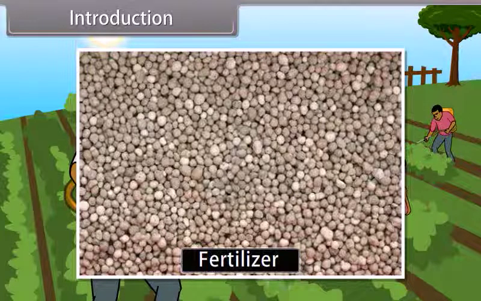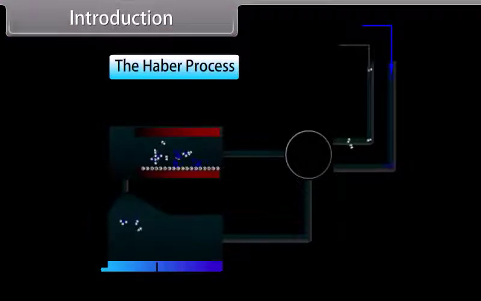To meet the high demand for ammonia, it is manufactured on a large scale by Haber's process. The Haber's process combines nitrogen with hydrogen into ammonia. Nitrogen is an important element in the P block of the periodic table. So students, today we'll study the P block elements.